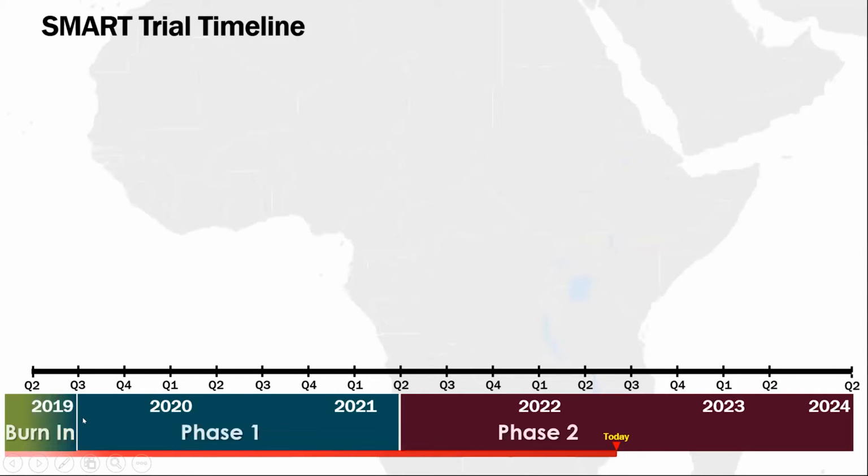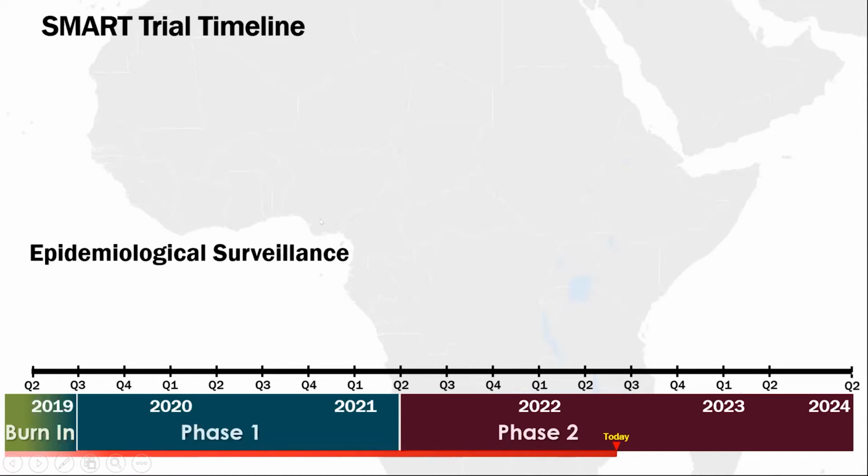Our project started in April of 2019 and will go up to March 2024. We have 2 phases in our project. Phase 1 started in 2019 up to 2021, and then we started phase 2 in April of 2021, and will continue up to 2024.